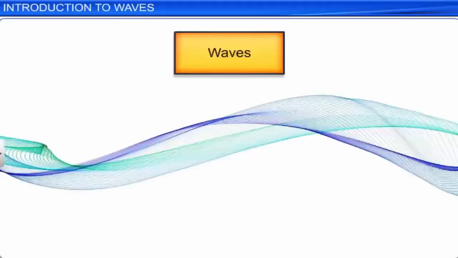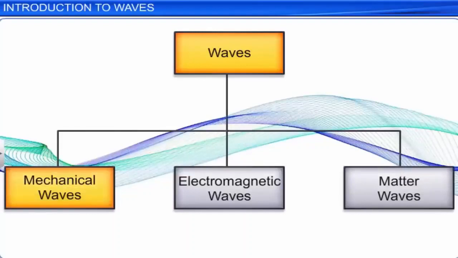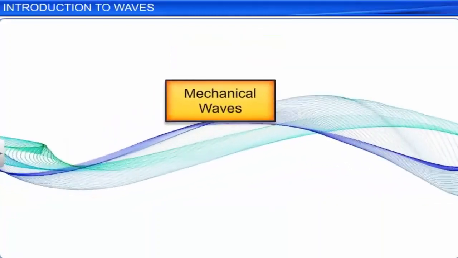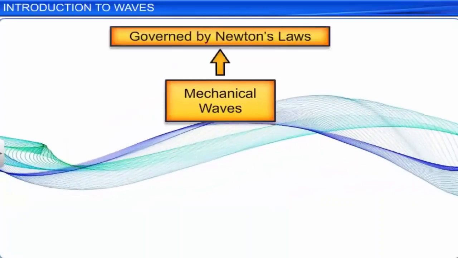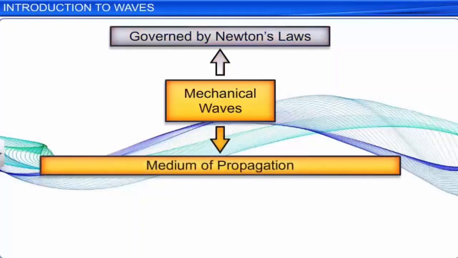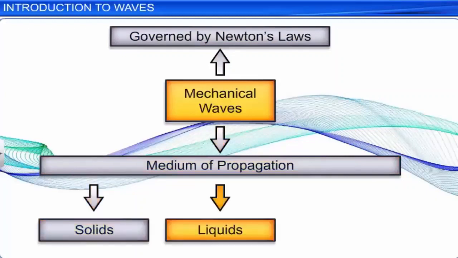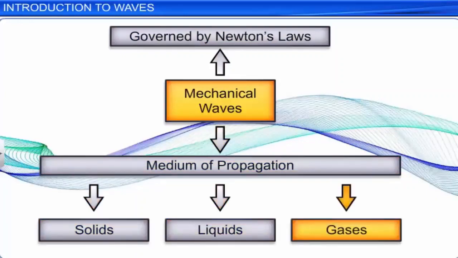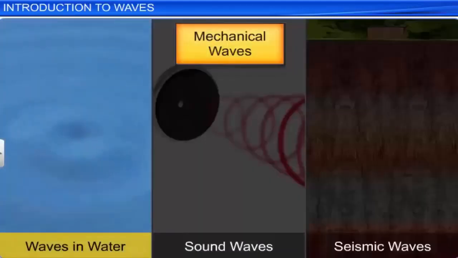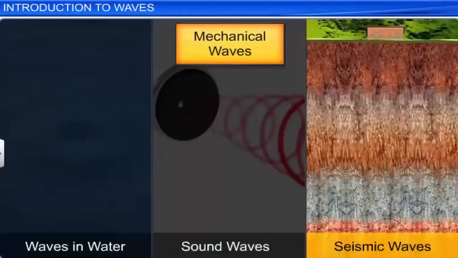Waves are classified into three types: mechanical waves, electromagnetic waves, and matter waves. Mechanical waves are governed by Newton's laws and need a medium to propagate, that is, solids, liquids, and gases or air. Waves in water, sound waves, and seismic waves are some examples of mechanical waves.